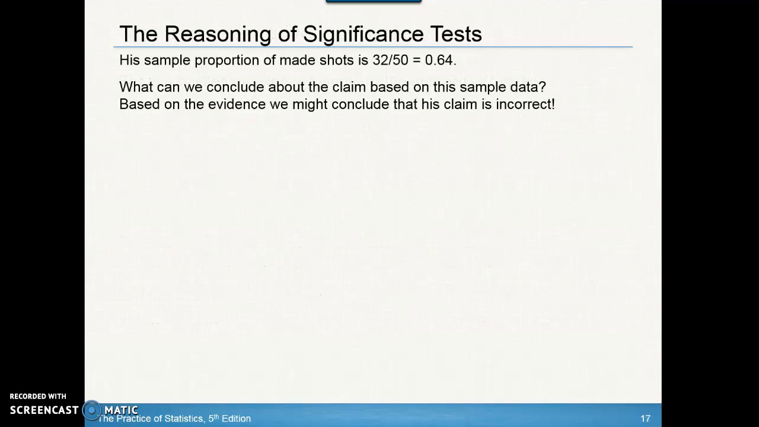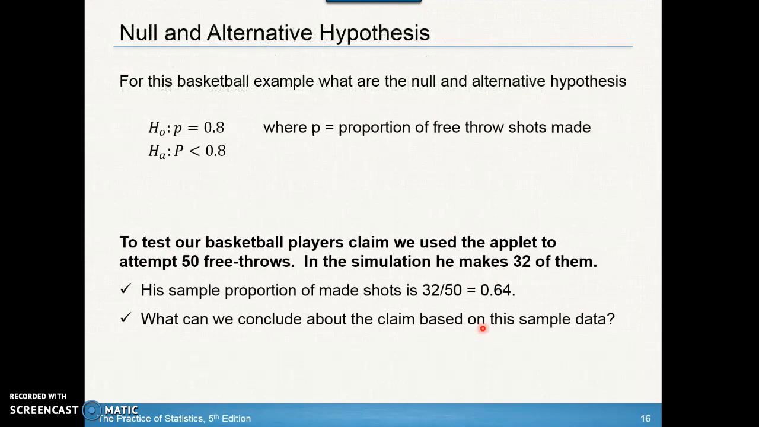All right, so we can't just look at the 32 out of 50 and say, oh, that's actually less than 80, so we're good to go. No, we can't quite do that. We have to find the probability that this is going to occur. Think about that like a confidence interval. If we were to create a confidence interval, would it capture the true proportion, or would it not lie in the confidence interval?